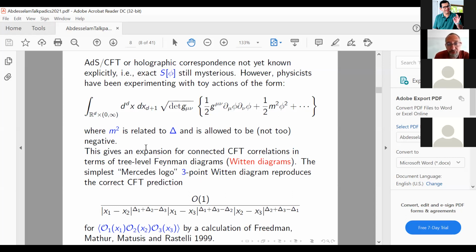But the remarkable fact is that when you compute perturbative expansions, the analog of Feynman diagrams for this kind of theory, they're called Witten diagrams. One of the simplest is a diagram which looks like the Mercedes logo. It has 3 points on the boundary, 1 point in the bulk integrated over, and it forms basically a star with 3 branches. When you compute this Witten diagram as a function of the locations of the points on the boundary, you find exactly this formula, which is well known to be what is expected from conformal field theory.